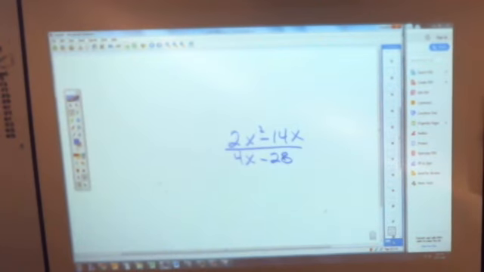Do we get an answer? Anybody simplify anything on there? Sophia simplified to what? 2x over 4. Now, if you did get 2x over 4, you could simplify that because the 2 would cross off with the 4 in the bottom.